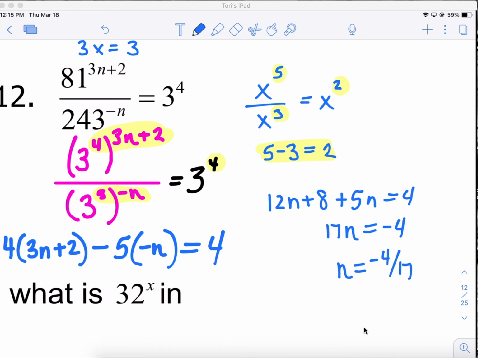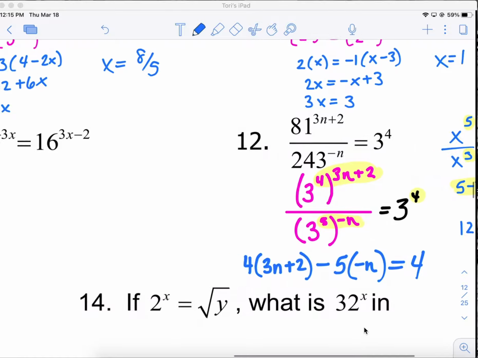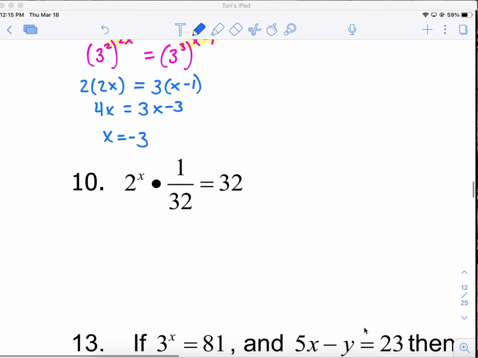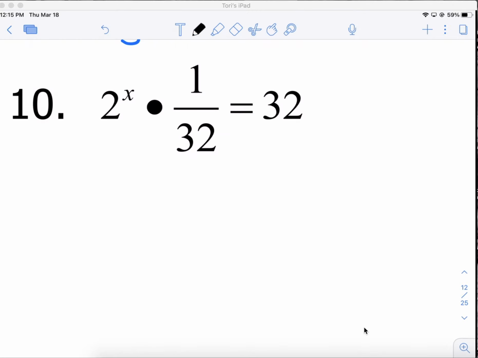All right. Now that we've seen kind of what the problem solving looks like, let's go backwards and let's look at 10 and 11. Okay. All right. So number 10, this 2 is as simple as he's going to get. So 2 to the x isn't changing.